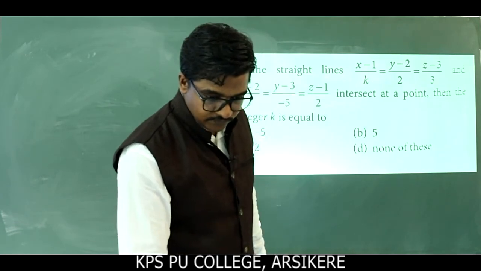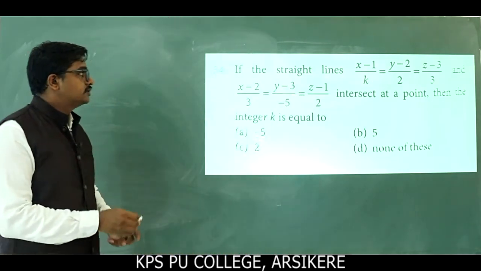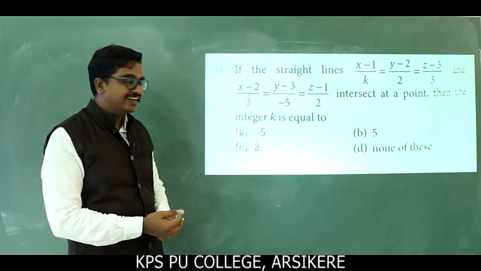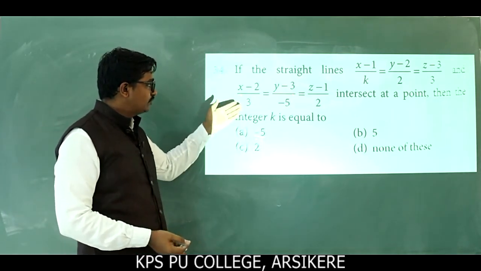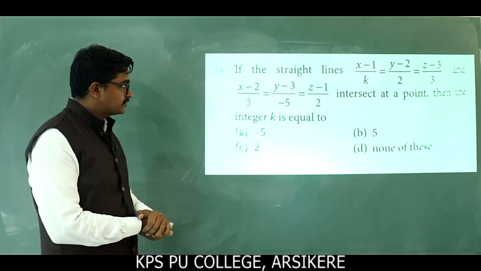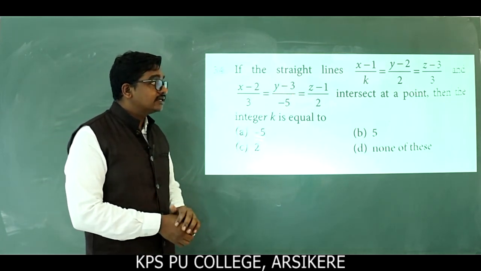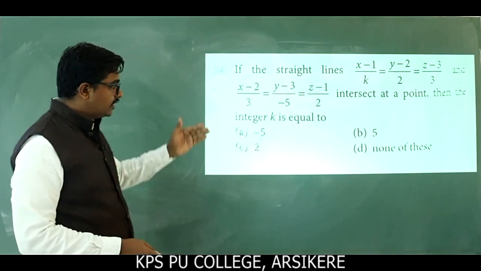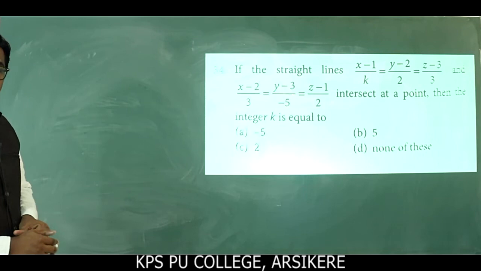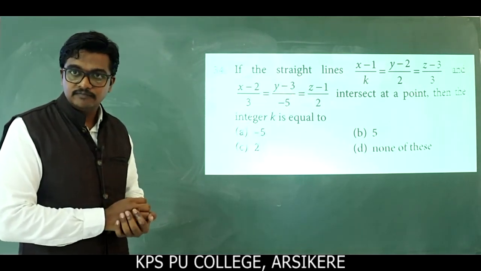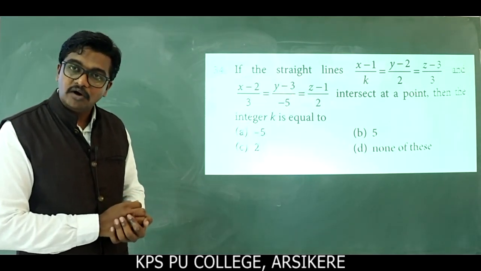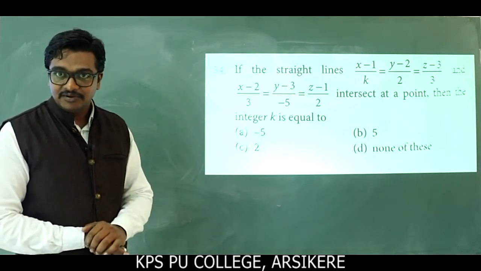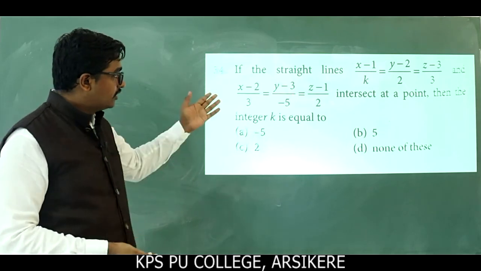Next question will be, if the straight lines (x minus 1)/k = (y minus 2)/2 = (z minus 3)/3, and (x minus 2)/3 = (y minus 3)/(minus 5) = (z minus 1)/2 intersect at a point, then the integer k is equal to what? Intersect means they have the same point. Then we need to find the value of lambda there. We need to find the value of first lambda, then value of k.